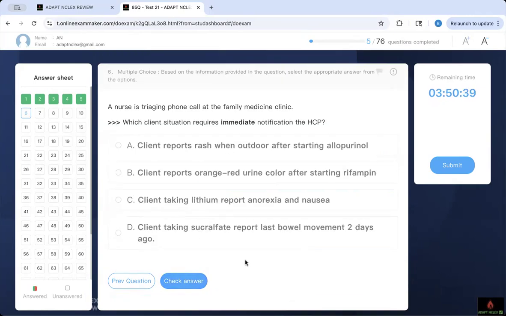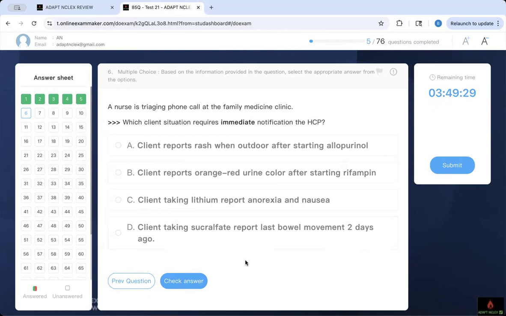And then it's triaging phone calls at the family medicine clinic. Prioritization. Like I said, random, like you see on the NCLEX based on what you're doing. And this is the CAT exam, and it looks just like the NCLEX. Which client situation requires immediate notification to the provider? That means what? Prioritization. Client reports rash when outdoors after taking allopurinol. Should you worry about it? Client reports orange-red urine color after starting rifampin. Client taking lithium reports nausea and anorexia. Client taking sucralfate reports last bowel movement 2 days ago.